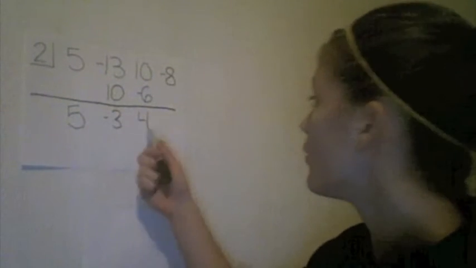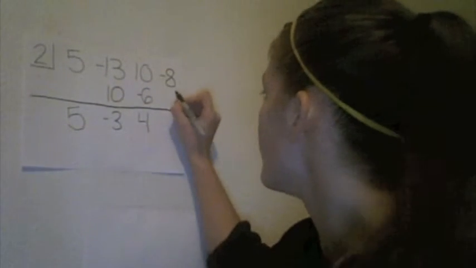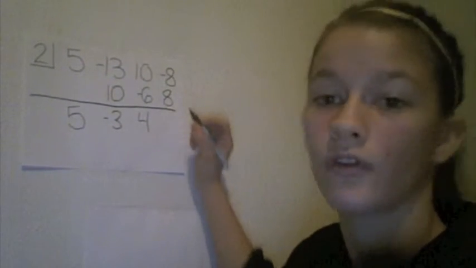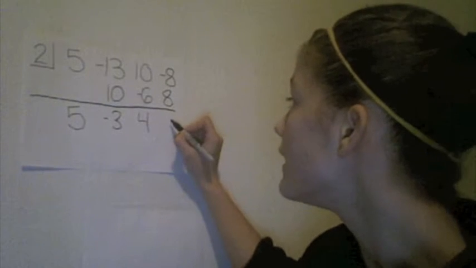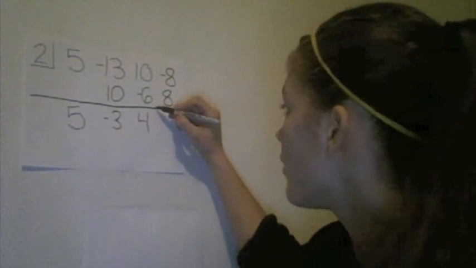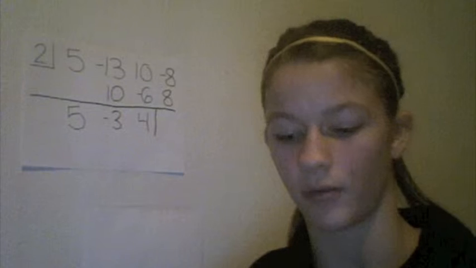Then I take 4 times 2 and get 8. So then negative 8 plus 8 is 0. So this problem is nice because I don't have to deal with a remainder.